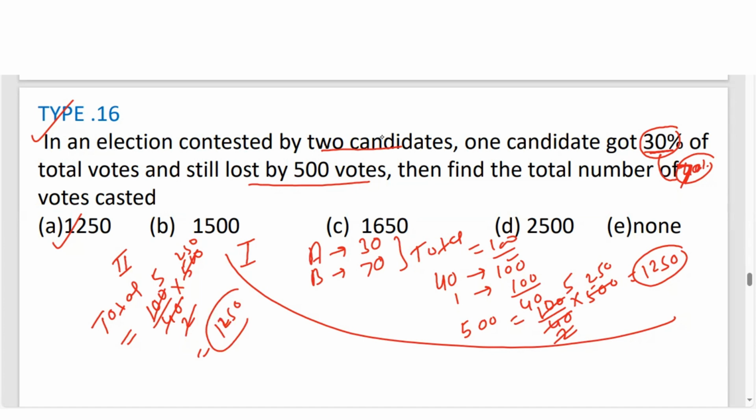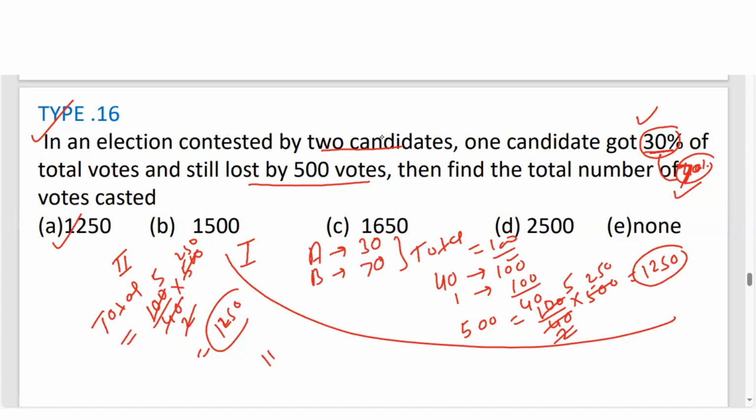So again, see how we are using this logic. The logic is simple. If one got 30%, the other got the remaining, that is 70%. So the difference is 40%. And here it is already given that he lost by 500. Lost means the difference. So here the difference percent is given, and here the difference is given. We need to find the total. That means 40% of the total is 500, so we need to find the total. The total is 100 into this number divided by 40. We will get our answer.